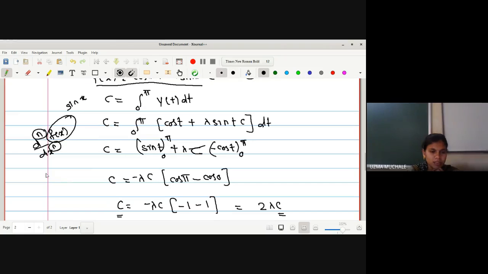Okay, positive integers means what? It should be 1, 2, 3, and so on. It may be 0 also if I want to take. What will happen if it is minus 1?